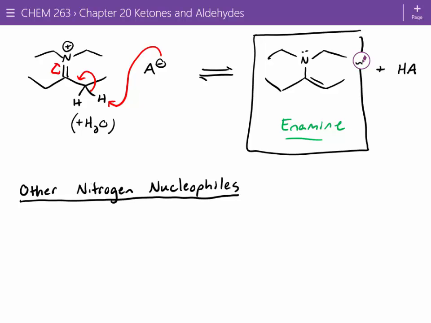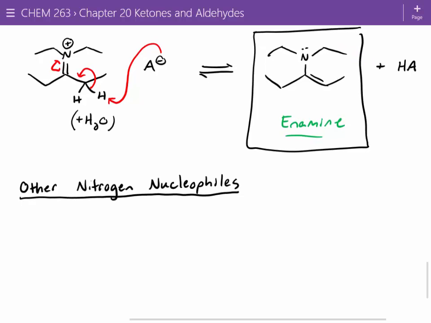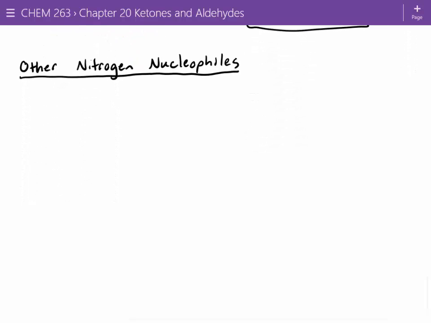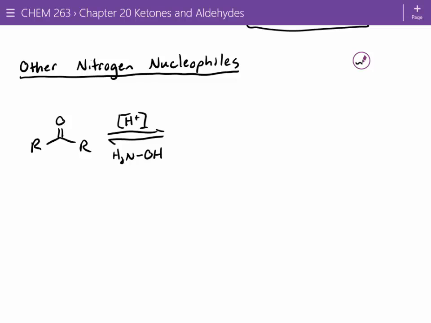All right, the first one is still an amine, but it's also got an alcohol on it. It's called hydroxylamine. So if you have a generic ketone and you react it with your catalytic acid, well, you end up getting an imine or an enamine.